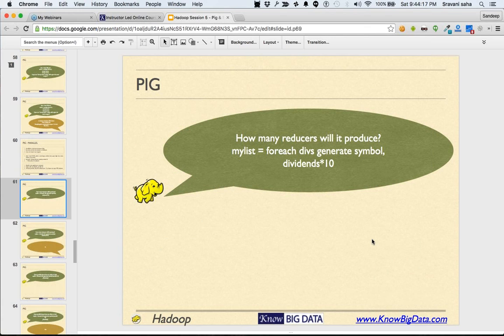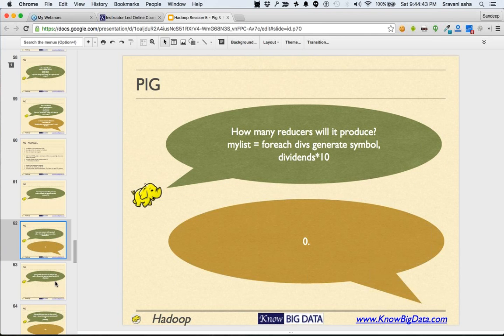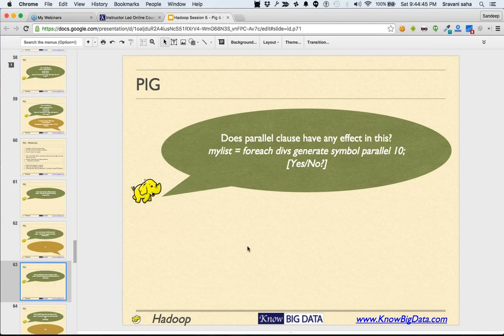All right. Again, same question. How many reducers will it produce? Anybody quickly? Yes, first answer and I'll start. Yes, 0 reducers. That's good. Correct, Martin. All right. Now, another question. Does the PARALLEL keyword have an impact in this statement?